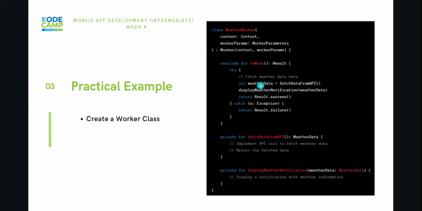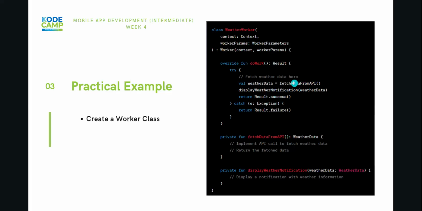Well, this is not actually an implementation per se, but of course you can customize that and do that in the perfect way. And then let's say you want to display a weather notification based on the data. And then of course you return Result.success, because your doWork actually returns a result. So is it success or is it failure, right?